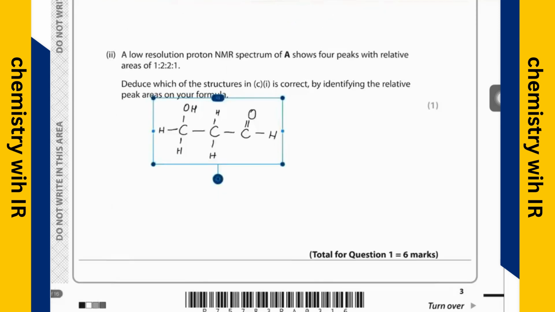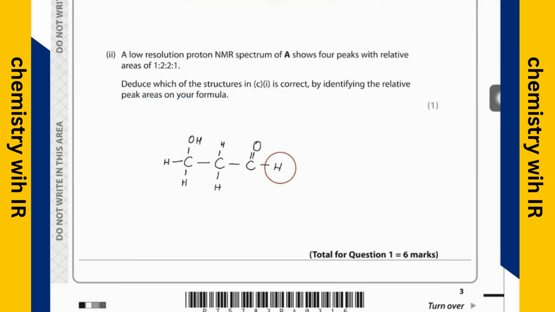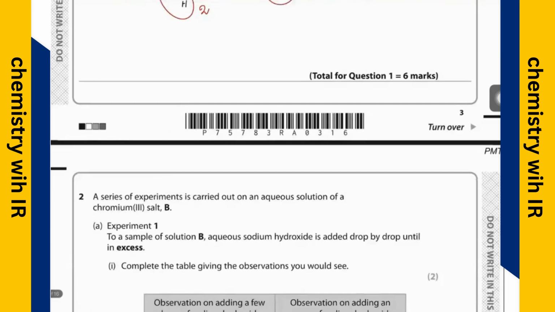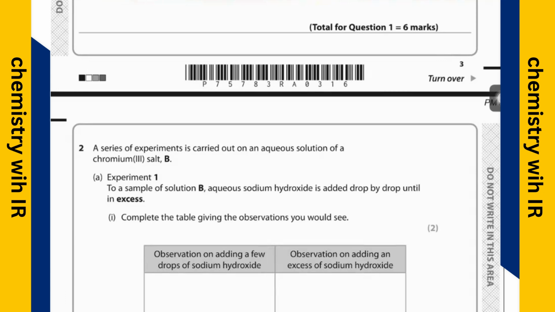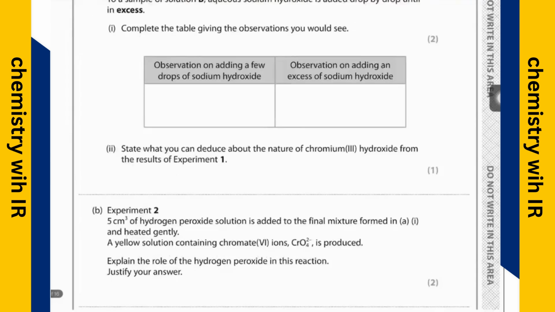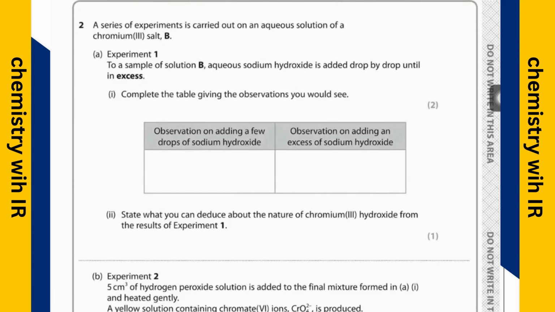So this is, or I can say, this one. 1 is to 2 is to 2 is to 1. Okay, it's of 1 mark. So that's the structure that is correct.